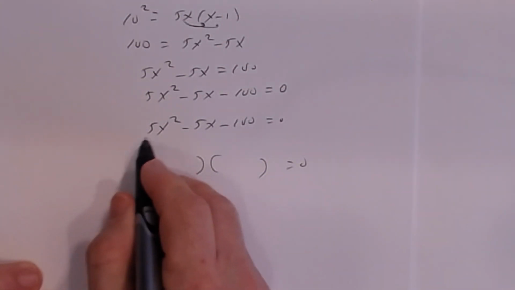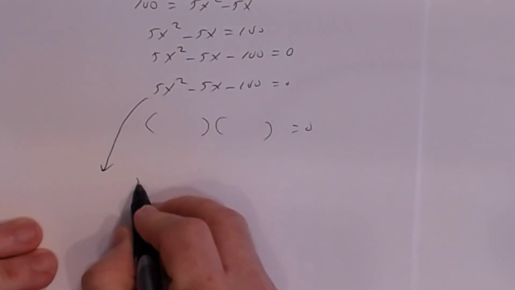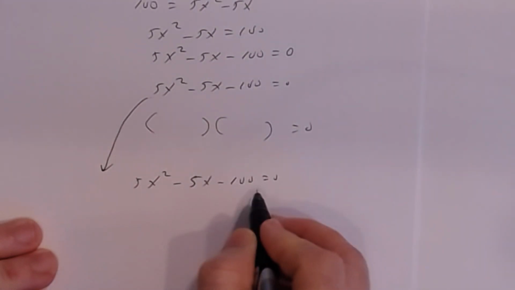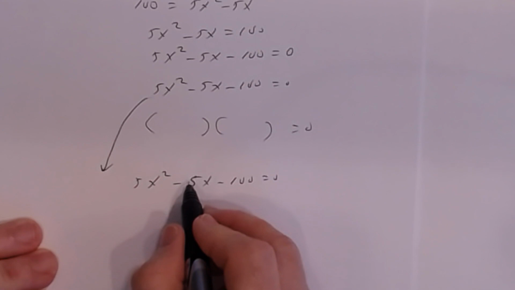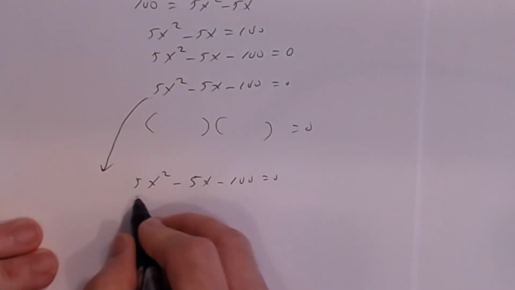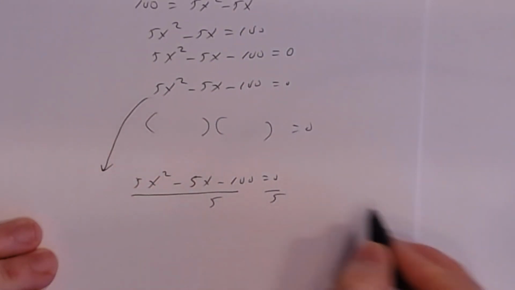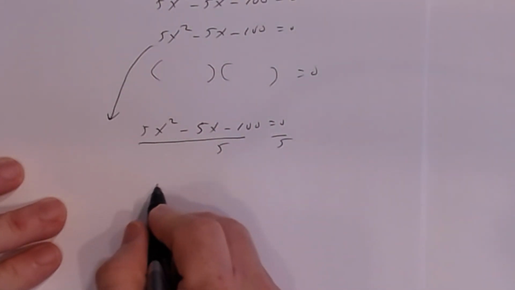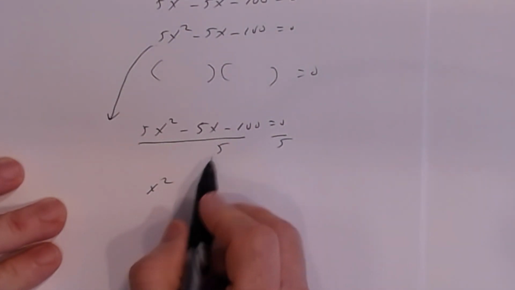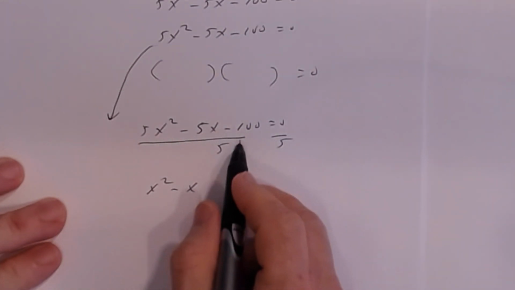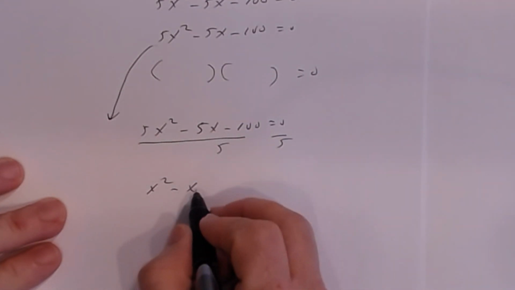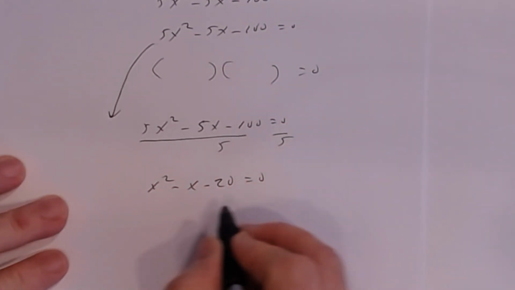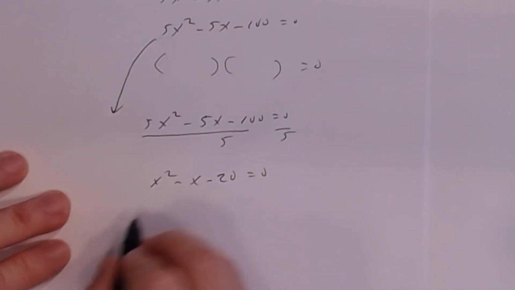But what I'm trying to make a point of is that if you notice, I have this equation, and all these terms here, the GCF is 5, so I can divide both sides by 5. What I do to one side, I do to the other. Now notice 5x squared divided by 5 is x squared. A negative 5x divided by 5 is a negative x. A negative 100 divided by 5 is a negative 20, equals 0. And see, that's easier to factor.